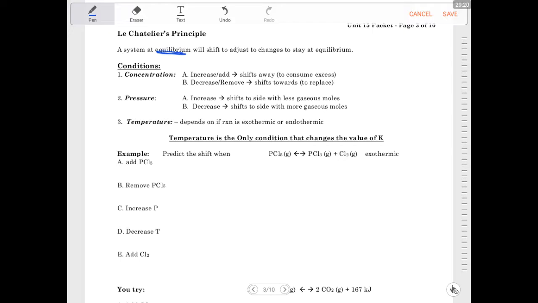Now you've got to know these 3 conditions here. And I know the video said something about temperature. Well, we'll talk about temperature here a little bit later, so don't worry about that.